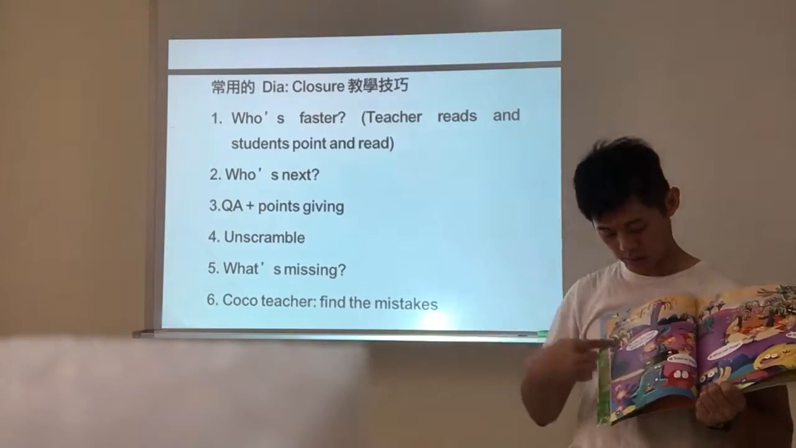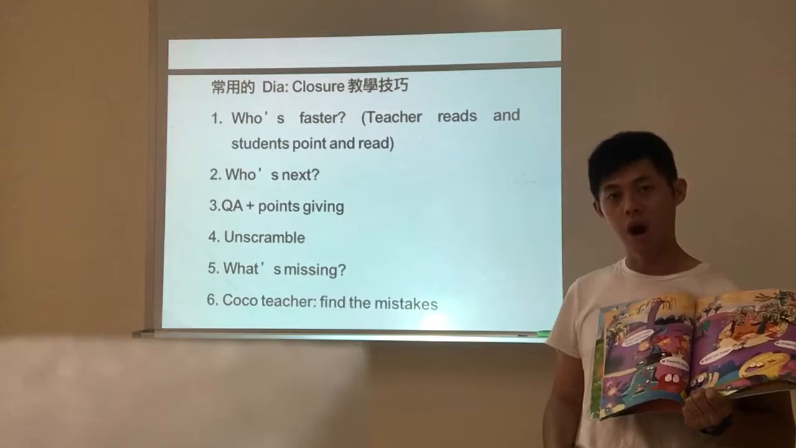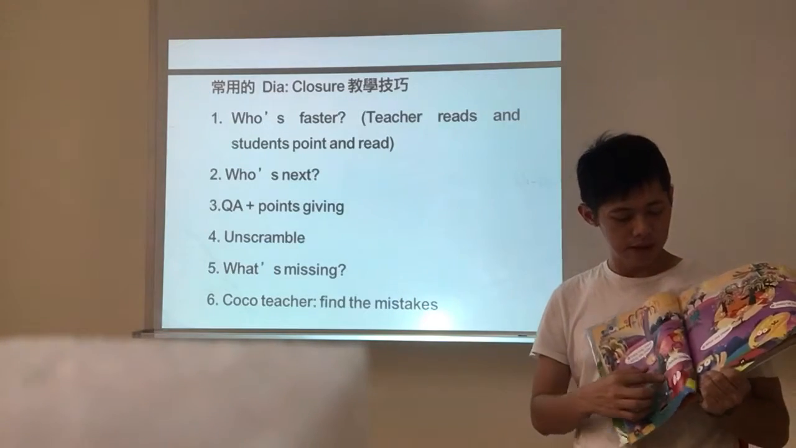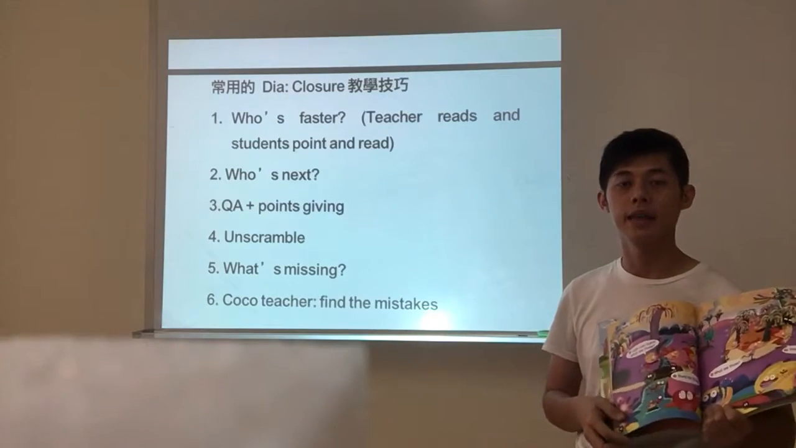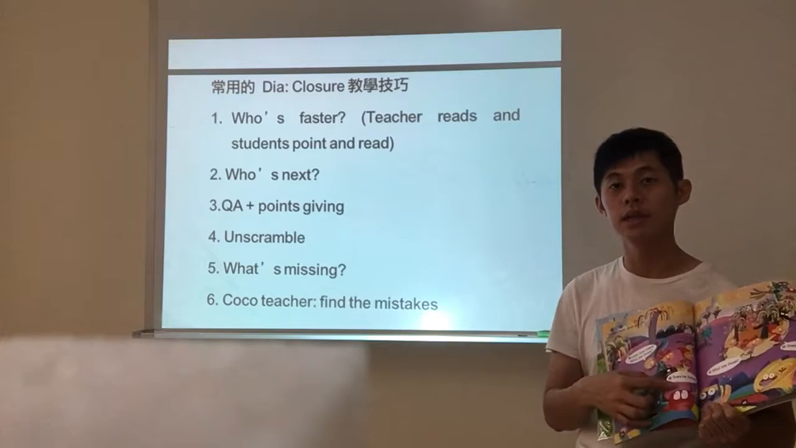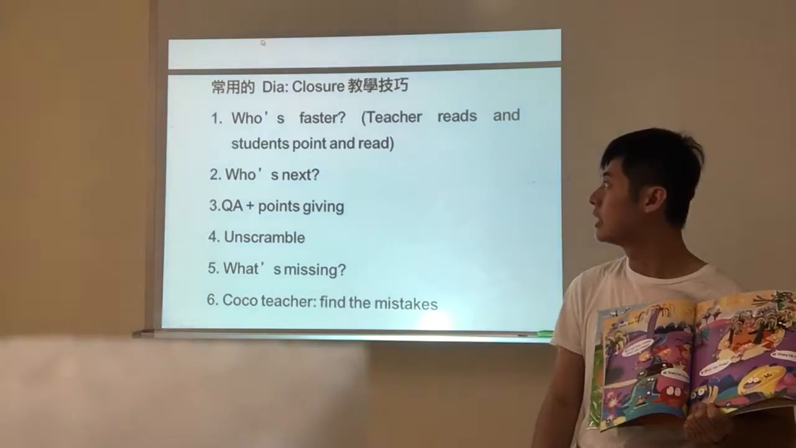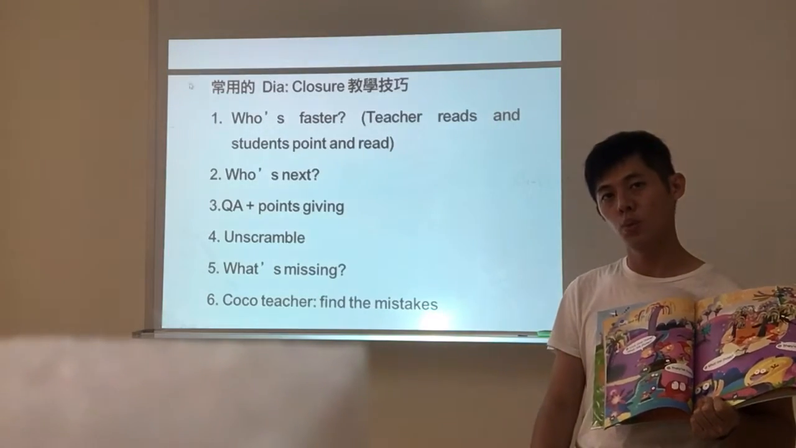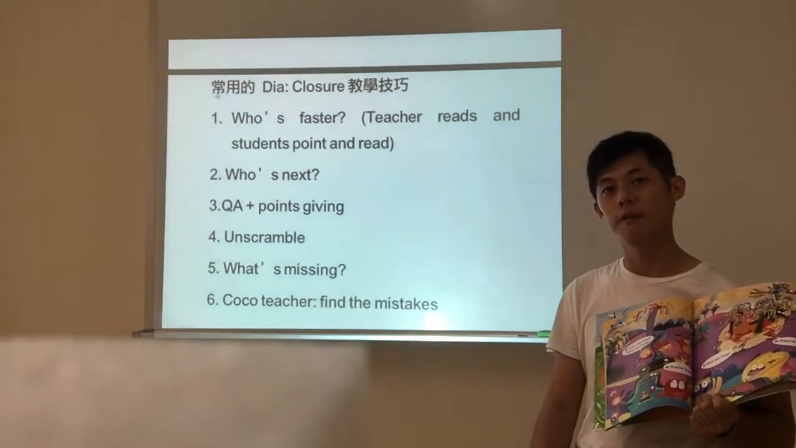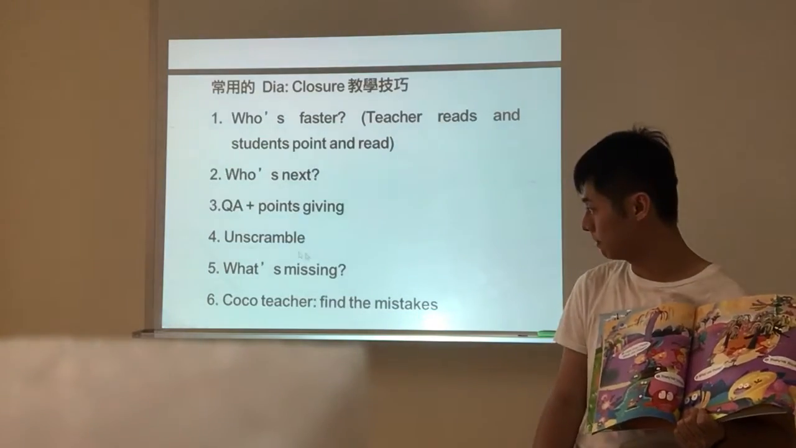Okay, so team A, you can point to team A. Team A say, what are those? And team B, they are trees. If they cannot answer the sentence immediately, they cannot get the points. This is about closure. So when you come to the closure part, you can give them the points immediately.